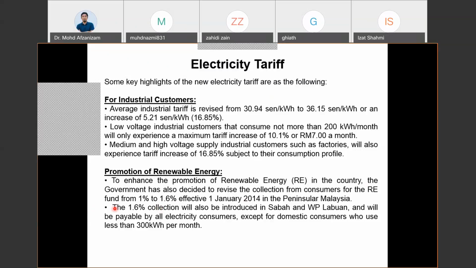Okay, so 1.6% is also for Sabah and Labuan and will be payable by all consumers except for domestic consumers who use less than 300 kilowatt hours per month. So those who are using less than 300 kilowatt hours are not charged for the renewable energy incentive, the energy promotion.